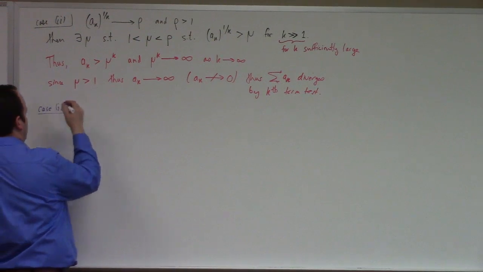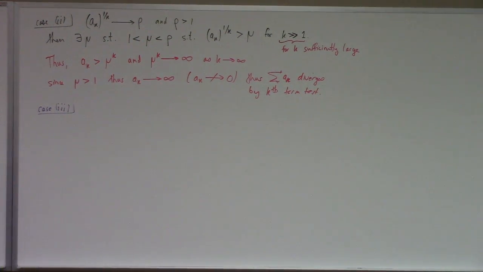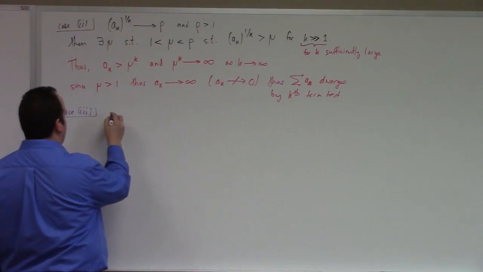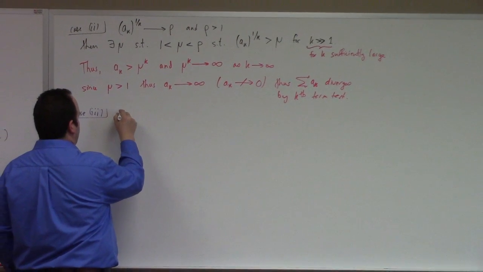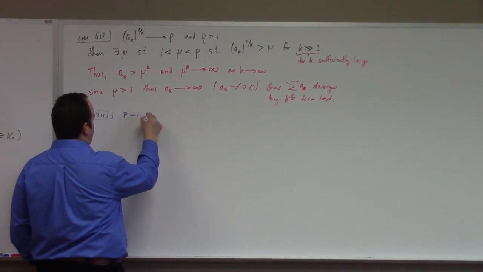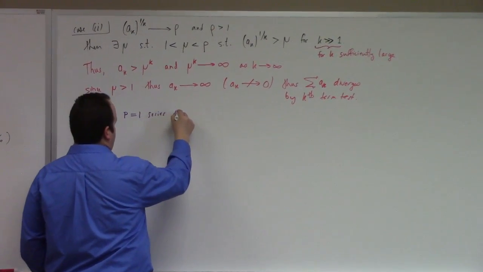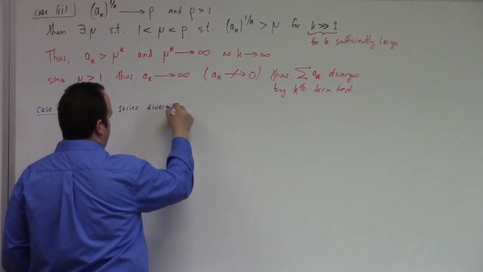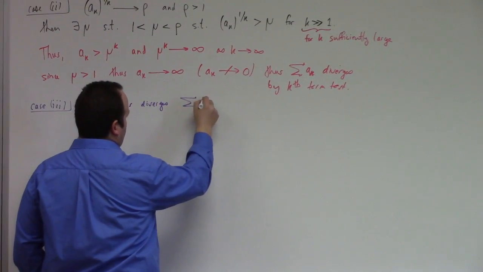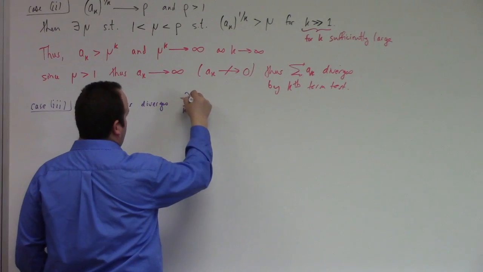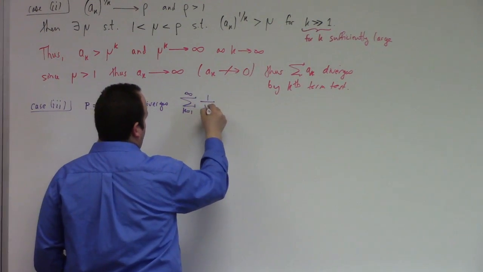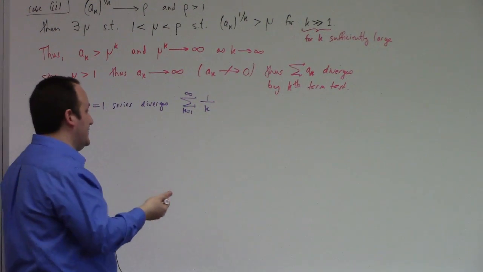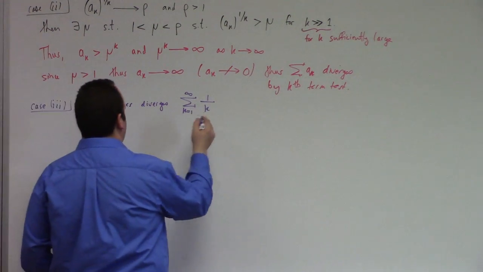To show it's inconclusive, it suffices to give you 2 examples, one which converges, one which diverges. And the standard example to look at would be the p series. So you could look at the p equals 1 series. It diverges, right? What's the p equals 1 series? The sum k equals 1 to infinity of 1 over k. This diverges, all right?